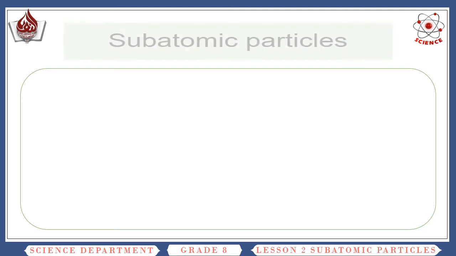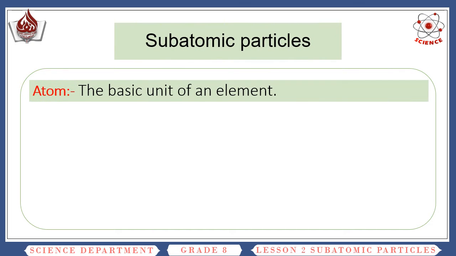Now, for the definitions. First, we have taken in lesson 1 that the atom is the basic unit of an element. We have many definitions for atom. Atom is the basic unit of an element. Atom is the fundamental unit of an element. And also, atom is the simplest particle of a substance. All have the same meaning of atom.